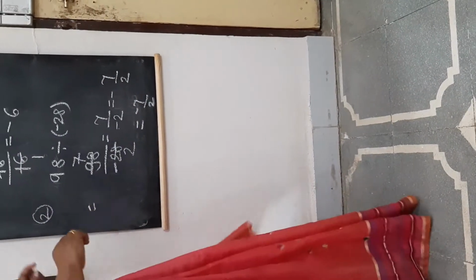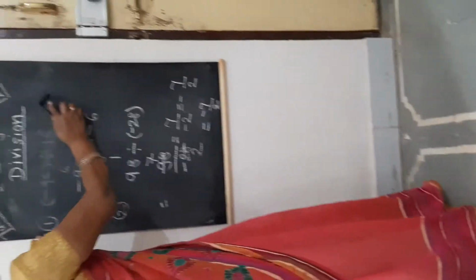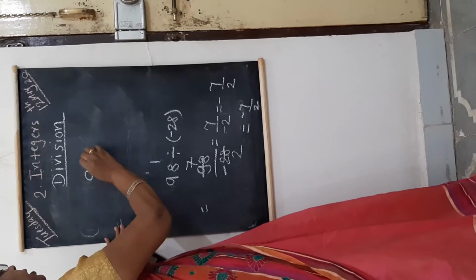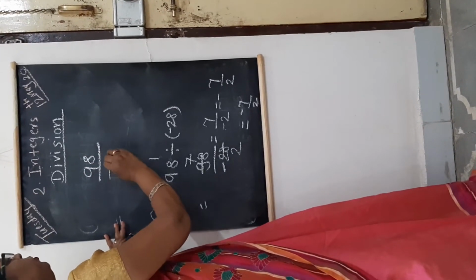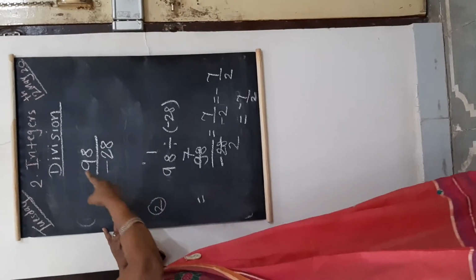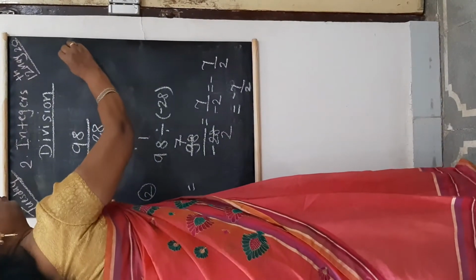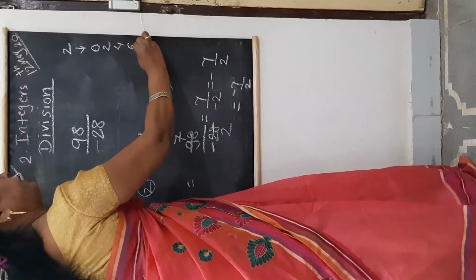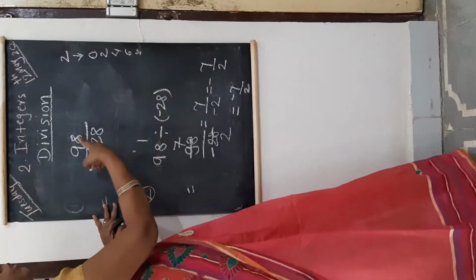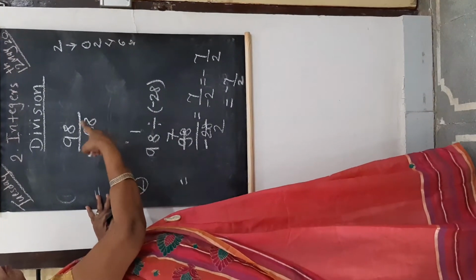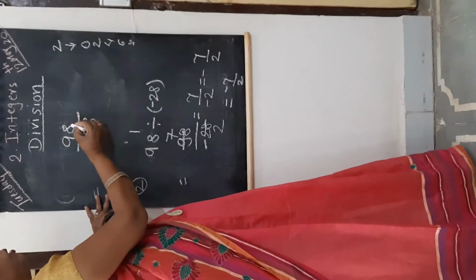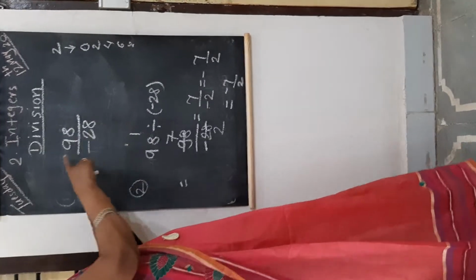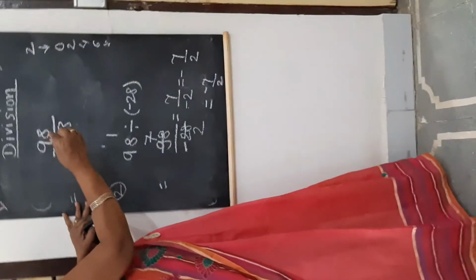Sometimes we do not remember the table, so I will teach one more method for the second example: 98 divided by negative 28. Now you know the test for divisibility by 2. When 0, 2, 4, 6 or 8 is present at the unit place of a number, the number is divisible by 2. Here 8 is at the unit place, and here also 8 is at the unit place. So both numbers are divisible by 2.